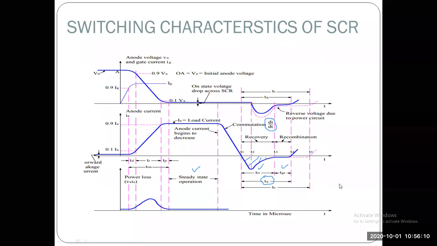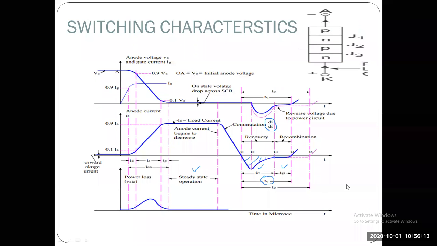Excess charge carriers, simply you can say, relate to the initial state. At the initial state, we already said that there is an anode current, meaning there is a flow of current between anode and cathode. Due to that, the flow of electrons takes place, and all three junctions J1, J2, J3 are forward biased. That is the initial case during on state.